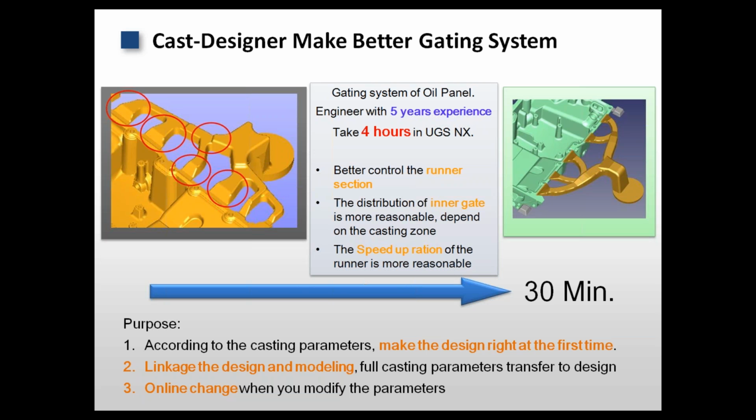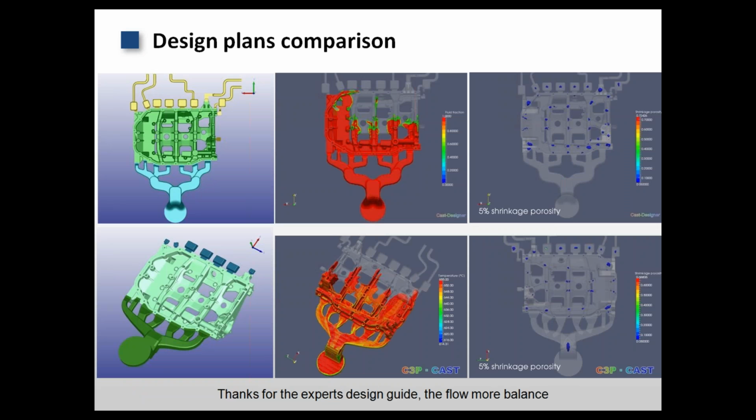So why can we not make a perfect gating system in a traditional CAD platform? Because there are no casting parameters controlled, and you have a lot of things to remember. If you forget something, then you make a mistake. But in CAST Designer, those parameters are calculated automatically and transferred automatically. That's why we can provide a high quality gating system in a very short time. And based on this design, we could check the result in simulation.